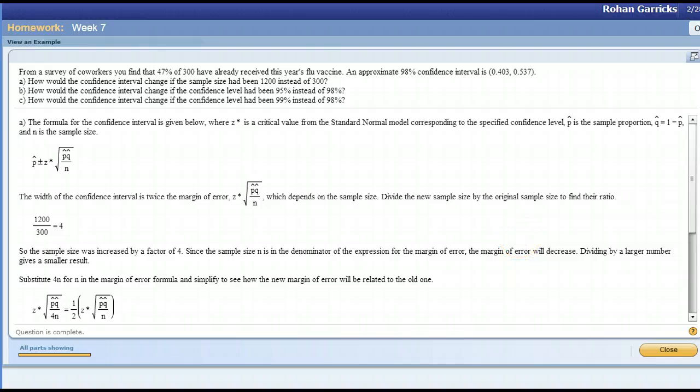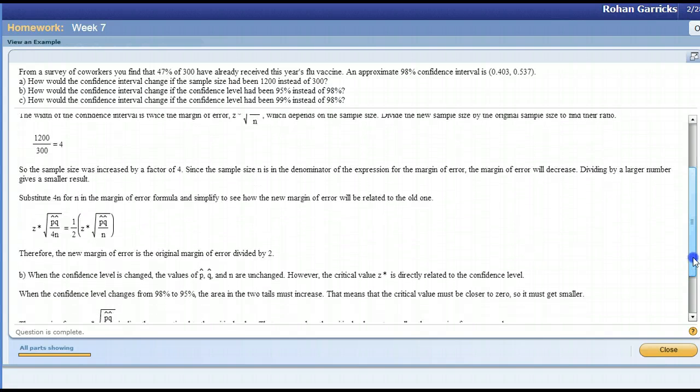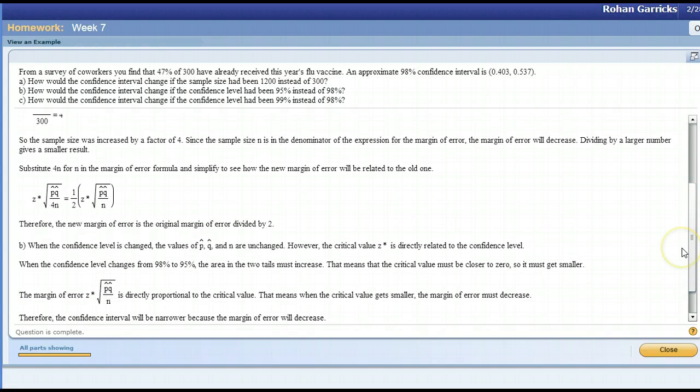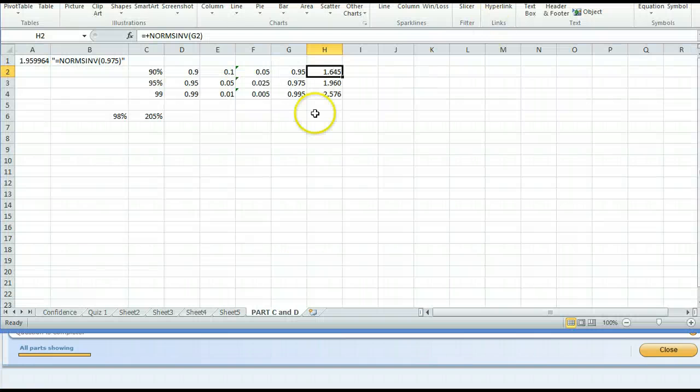And I'll just show you real quick what that critical value represents. The critical value, you can determine it using an Excel function called norm.s.inv. So for a 90% confidence level, it's going to be 0.9, which means the area that's going to be outside of the graph is going to be 0.1.